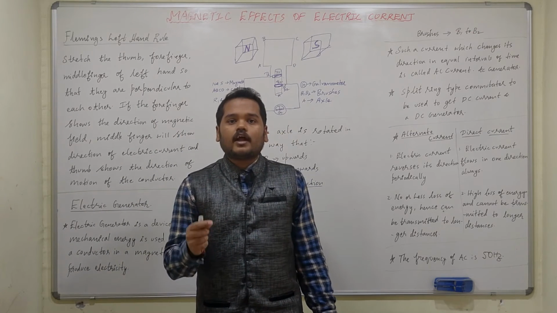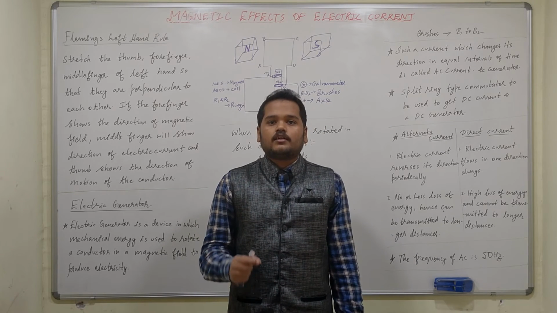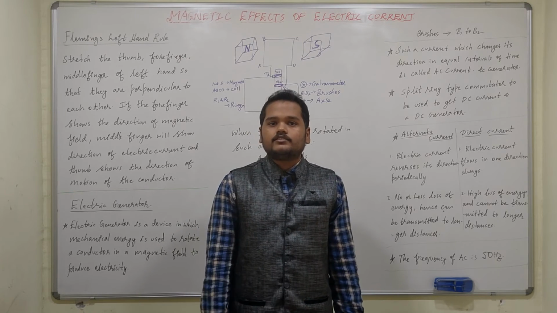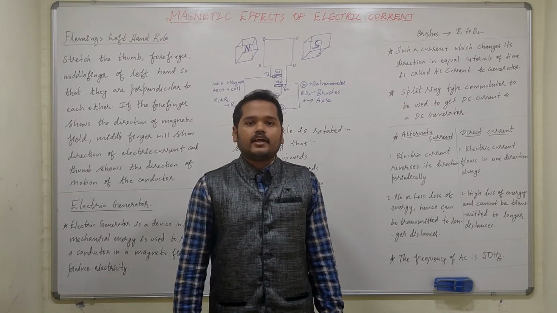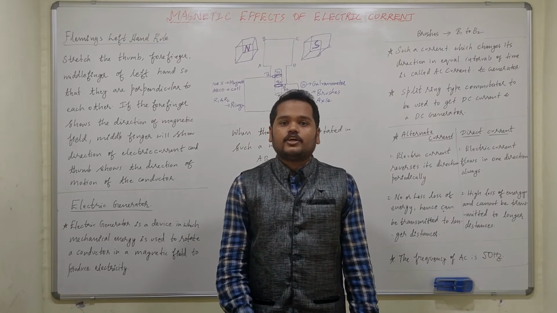So this kind of current, the current which changes its direction periodically, is called alternate current, and this generator is called AC generator.